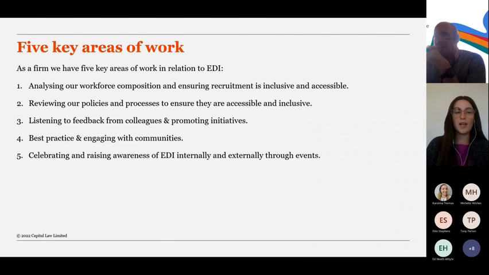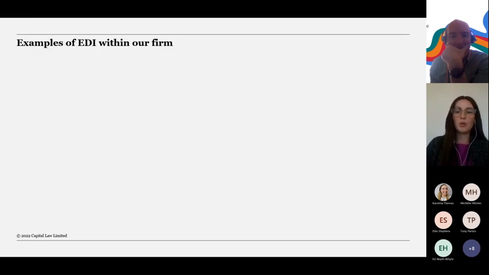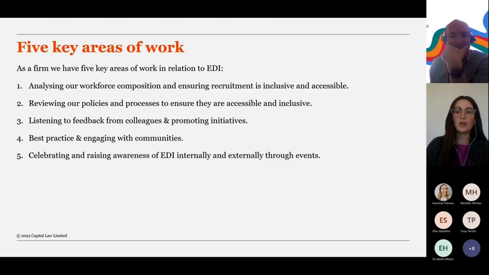So as a firm, we have 5 key areas of work in relation to EDI. First, analysing our workforce composition and ensuring recruitment is inclusive and accessible. This is ultimately owned by our HR department, but our EDI steering group will support as and when is appropriate. We are constantly reviewing our policies and processes to ensure they are accessible and inclusive as well. This is an iterative process and something that we are looking at all the time.